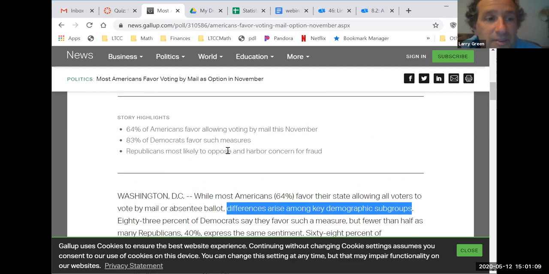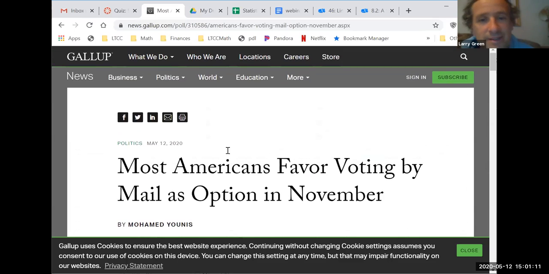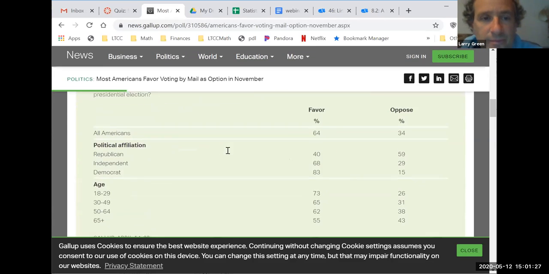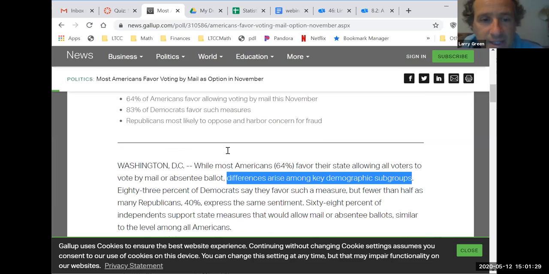Okay, so again, if you forgot, this was, do we favor voting by mail? And we want to say, well, let's come up with a confidence interval. Okay, and our sample size, I'm going to write it as we go. So first thing is this 0.64, 64%.